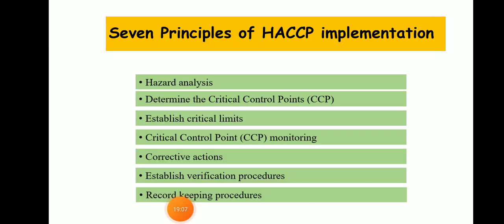Now let us see what the 7 principles of HACCP are. The 7 principles of HACCP include, first, hazard analysis; second, determining the critical control points; third, establishing critical limits; then monitoring of the critical control points; then corrective actions; establishing verification procedures; and the last one is record keeping procedures. These are the 7 important principles of HACCP and we'll see how they are implemented.